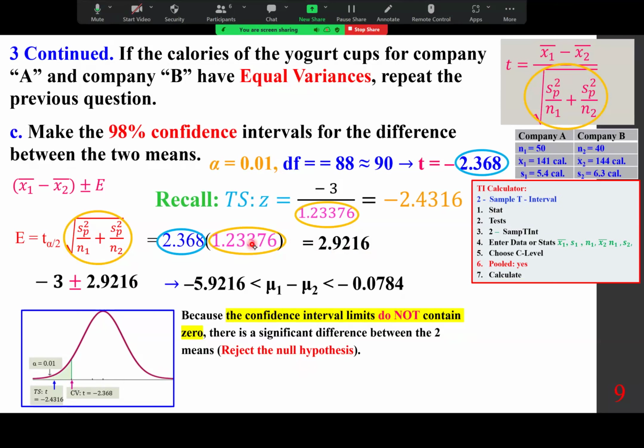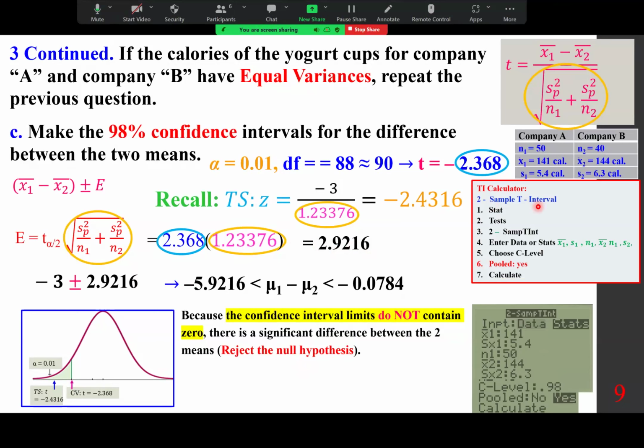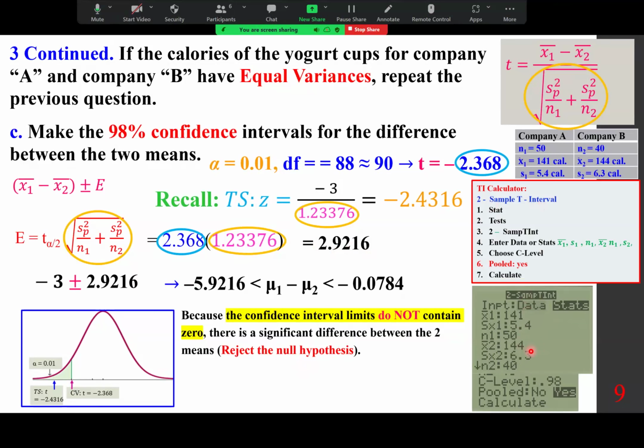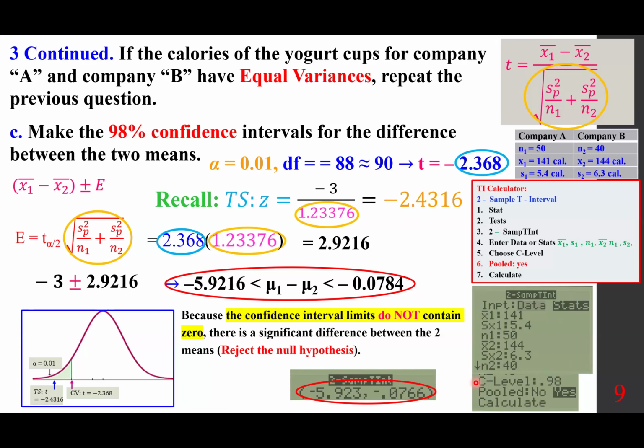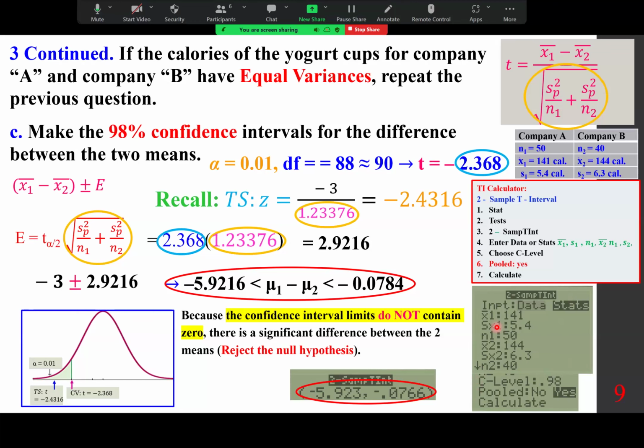Let's go with technology again. Two sample T interval. Take a look. You put all the information as before, and again, pool, you say yes. Confidence level, 98% or 0.98. Take a look at this number. And take a look at this number. Very close. Again, the difference is because we use a lot more decimals with calculators, but very close.